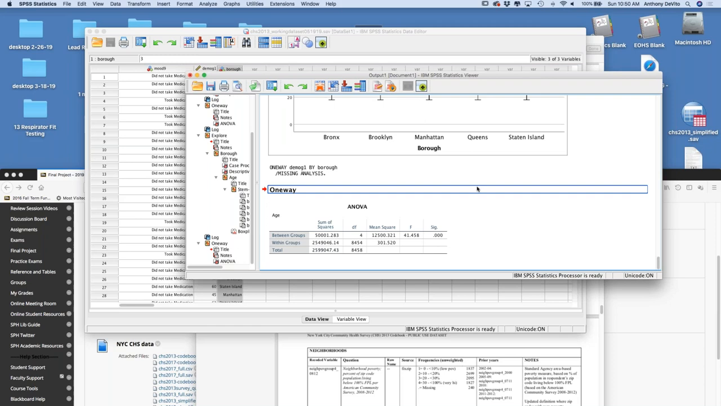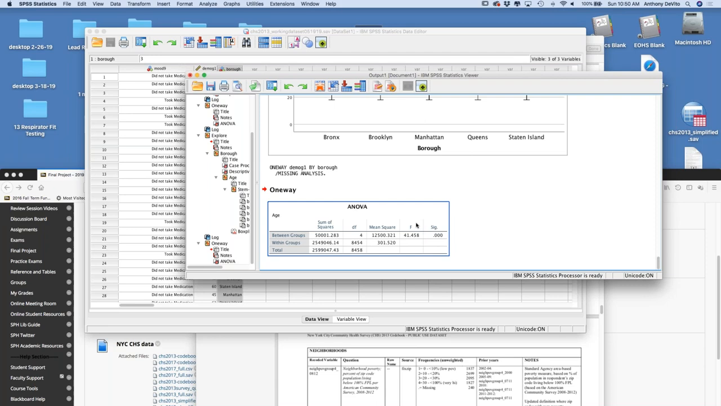There's a calculation for analysis of variance. I won't go over that completely now. My statistic for analysis of variance is equal to 41, with 4 degrees of freedom for the number of groups, and this number of degrees of freedom for the number of people in it, and so on. So my F score is 41.